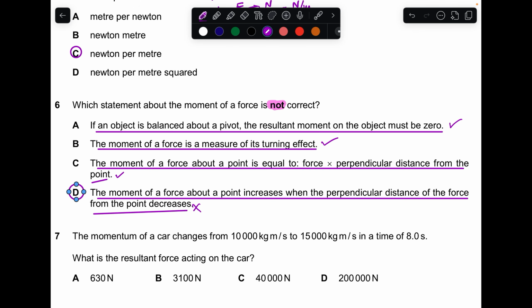Okay. What they are telling, the moment of force about a point increases. Basically the moment of force, if we represent it by M, it is equal to F into D. If this D is increasing, this moment will also increase. Okay, if any of the factors increase, the moment will increase.